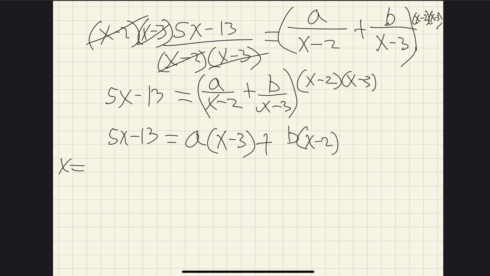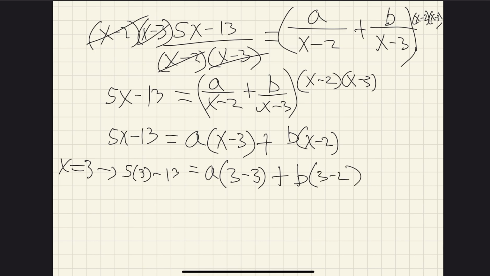So I'm going to say x equals 3, and that is going to give us 5 times 3 minus 13 equals a times 3 minus 3 plus b times 3 minus 2. So we can simplify this. This is just going to turn to 0, so we can kind of ignore it.